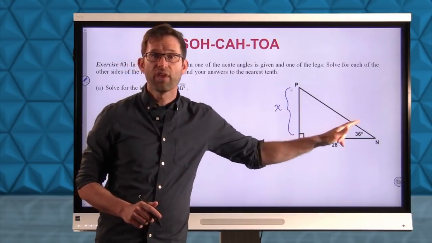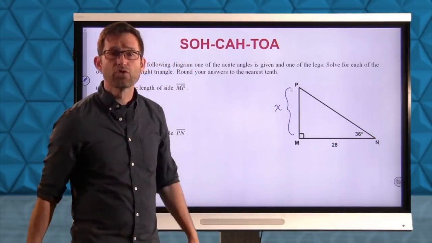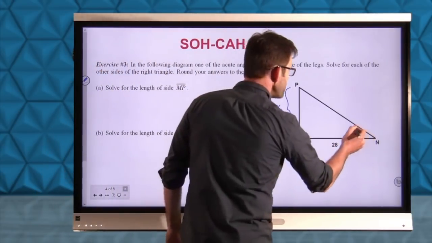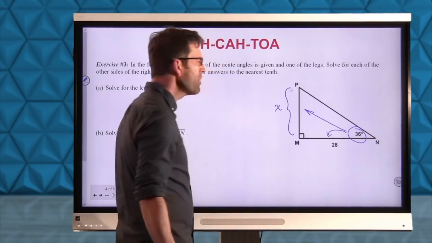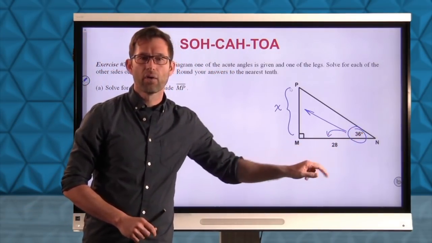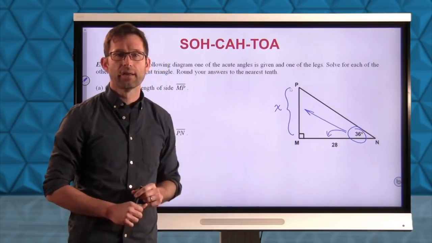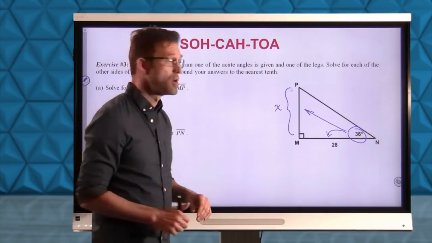I'm not going to even think about side NP. Not even going to go there. And I want to figure out the right trig ratio that will relate this angle to this side and this side. Think about that for a moment. Which trig ratio will relate that acute angle to that side and that side? Well, it's going to be the tangent ratio, right?